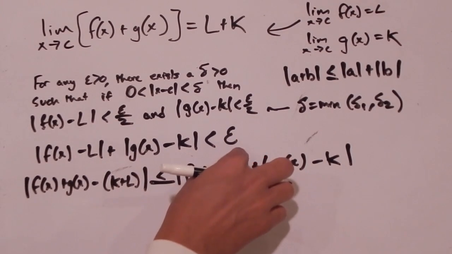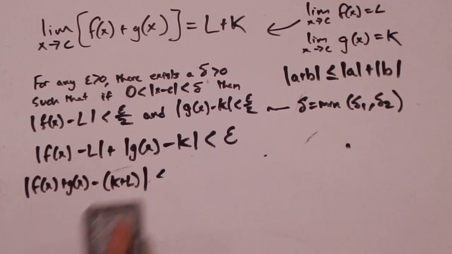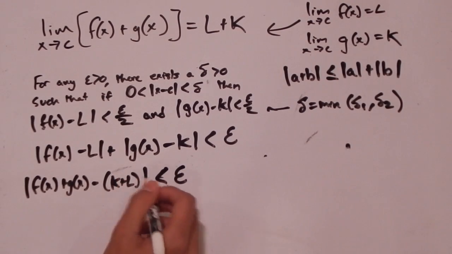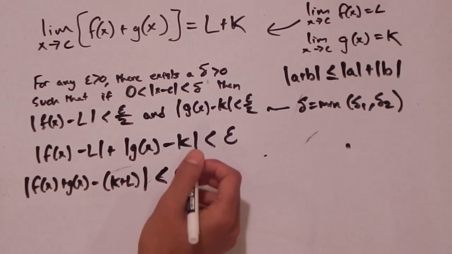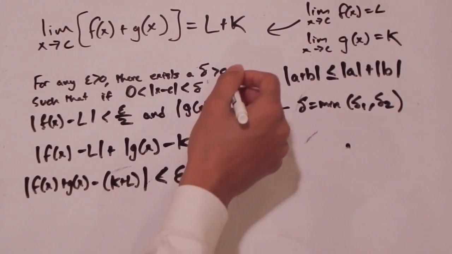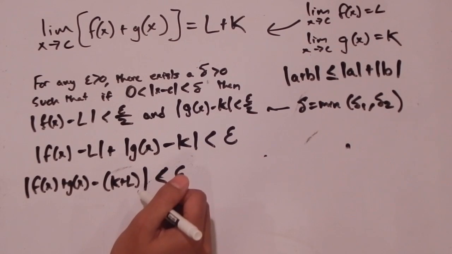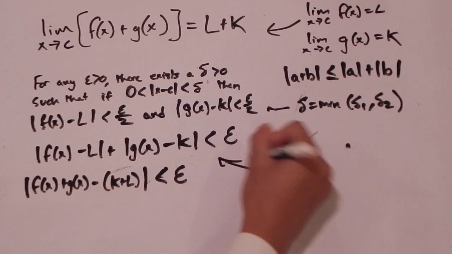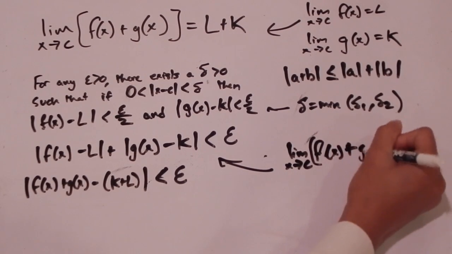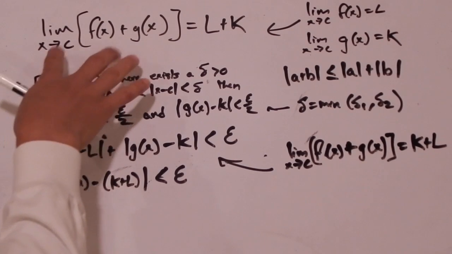Now, we also know that epsilon is greater than this right here. So that lets us know that we can actually say that epsilon is not just greater than or equal to, but epsilon is going to be greater than the absolute value of f of x plus g of x minus the quantity k plus L. So for any epsilon greater than 0, we know that there exists a delta greater than 0, such that if 0 is less than the absolute value of x minus c is less than delta, then the absolute value of f of x plus g of x minus the quantity k plus L is less than epsilon. And by the definition of a limit, this states that the limit as x approaches c of the function f of x plus g of x is equal to k plus L. And that's how we prove our sum property.